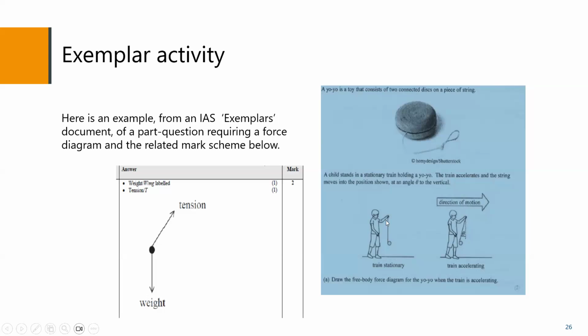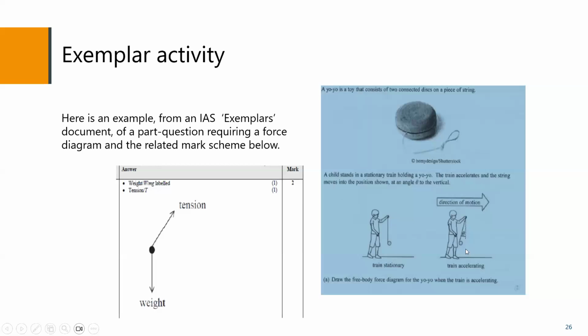When the train is stationary, what is now effectively a simple pendulum is hanging vertically. And when the train is moving to the right, you can see that the pendulum swings and holds in a position slightly to the left at an angle theta to the vertical. The question is, draw the free body force diagram for the yo-yo when the train is accelerating. So the child isn't using the yo-yo in the traditional way up and down. They're simply holding it there like a simple pendulum.